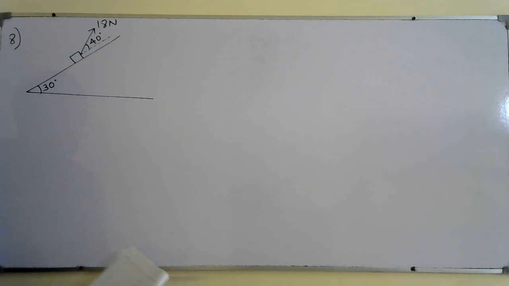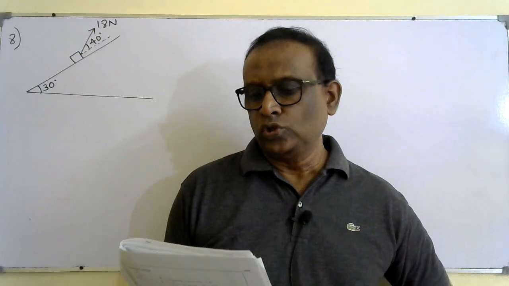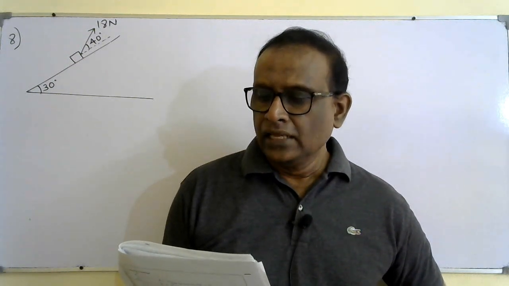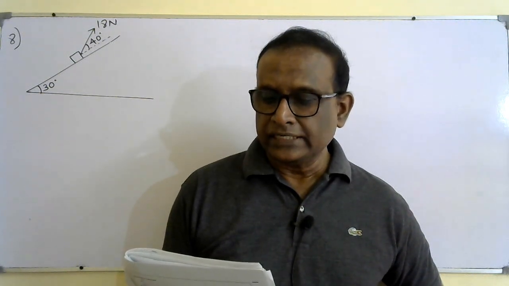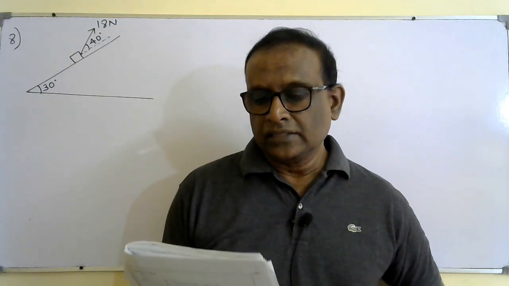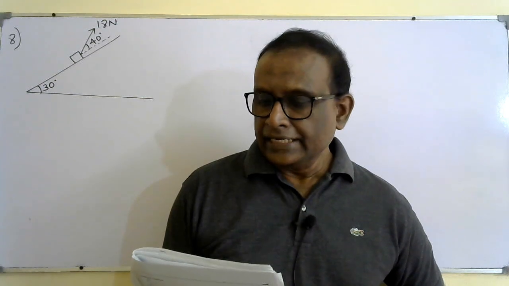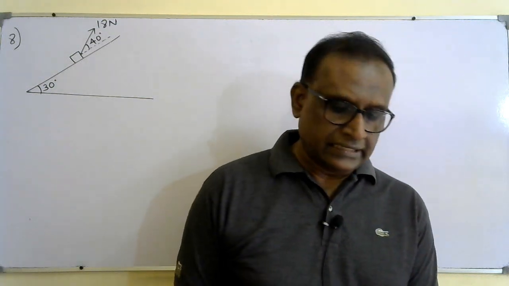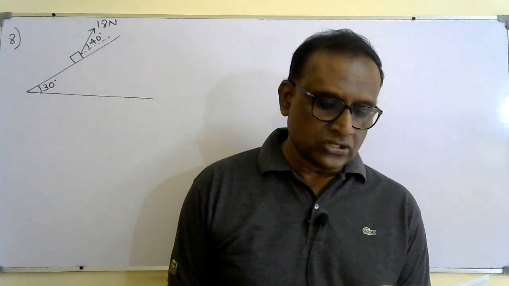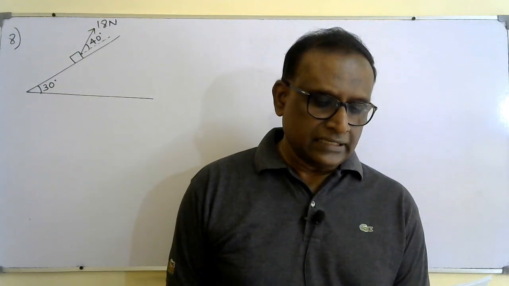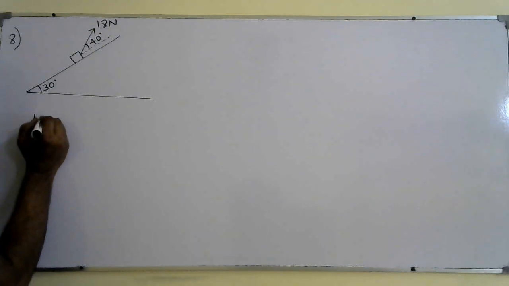Okay, question number 8. This diagram is given. A parcel of mass 2 kg is pulled up a rough inclined plane by the action of a constant force. The force has a magnitude of 18 Newton and acts at an angle of 40 degrees to the plane. The line of action of the force lies in a vertical plane containing a line of greatest slope of the inclined plane. The plane is inclined at an angle of 30 degrees to the horizontal. The coefficient of friction between the plane and the parcel is 0.3. So mu is 0.3.